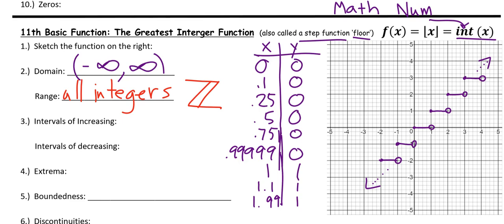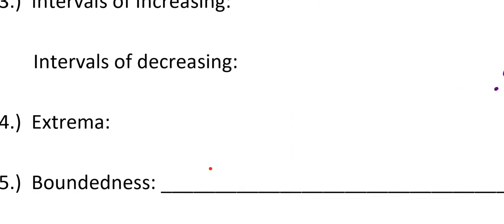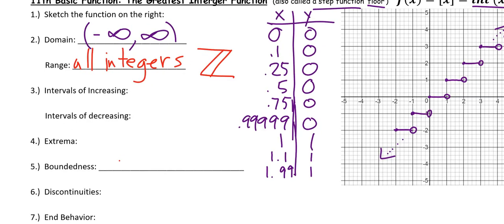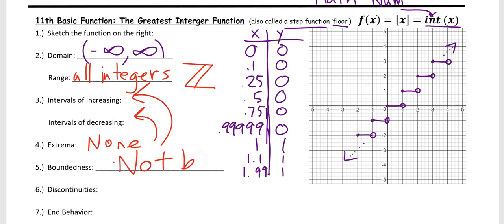How about we talked about finding local minimums and local maximums. And then from the local mins and local maxes, we choose the absolute mins and absolute maxes. Do we have anything like that? Nope. Guess I should just be putting none for a lot of these things. Bounded? Not. Right, not bounded.